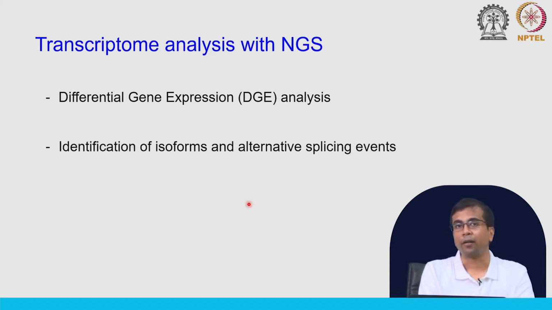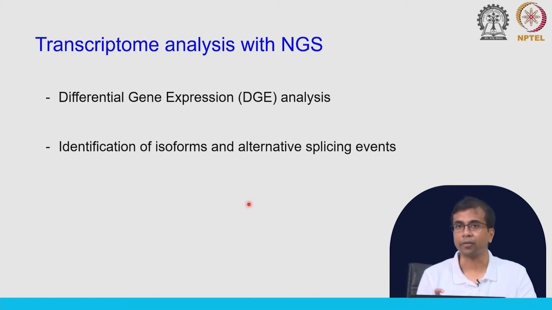We can do something called identification of isoforms and alternative splicing events. Of course, this was also possible in microarray experiments, but in that case you would have to design those oligos again. You would have to think about what kind of alternative isoforms you might see, and then design oligos against those, and this becomes very tedious. If you have to do this for, let us say, thousands of genes, this becomes a very tedious process. Whereas in NGS you can do it very easily, because this is a direct sequencing process. So, you can identify what isoforms you are getting.